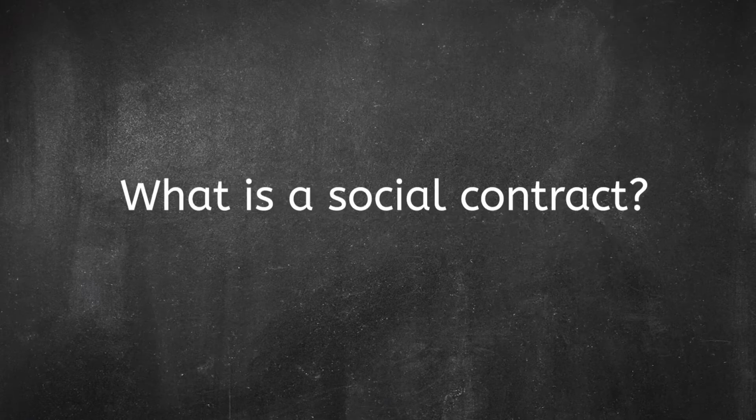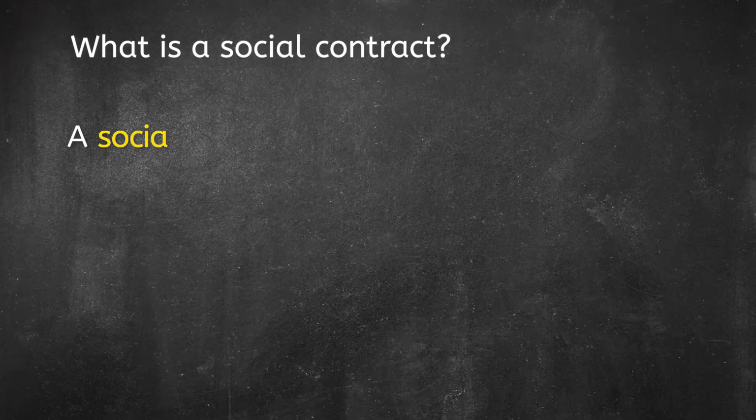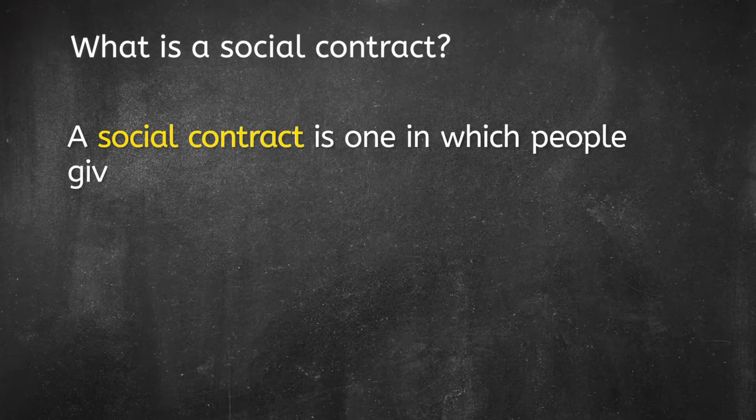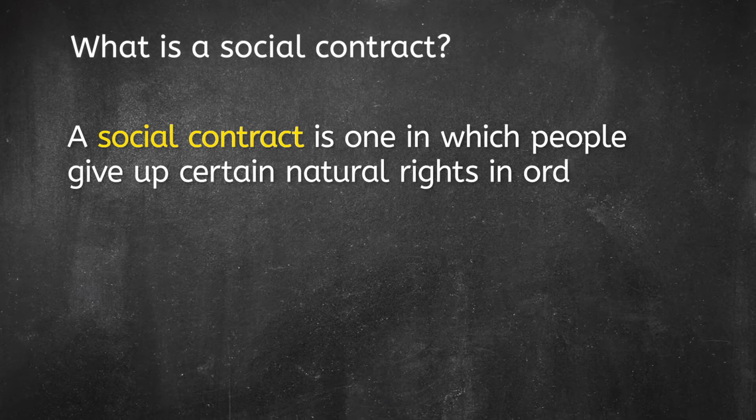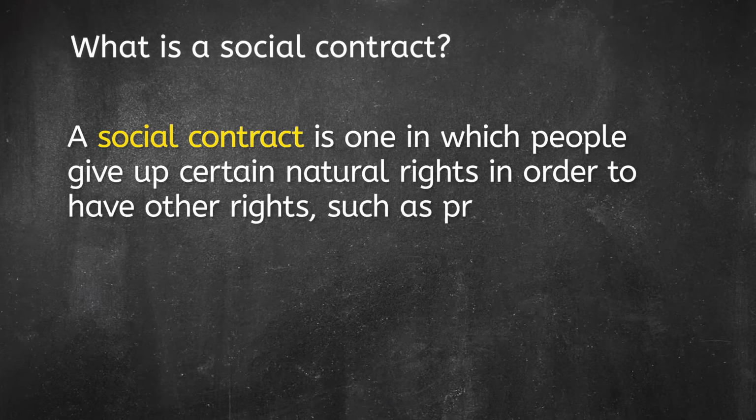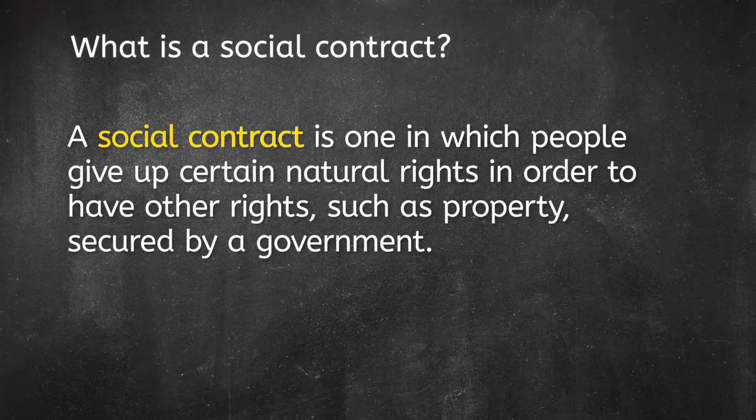Rewind, review. Take a moment and think back. What is a social contract? A social contract is one in which people give up certain natural rights in order to have other rights, such as property, secured by a government.